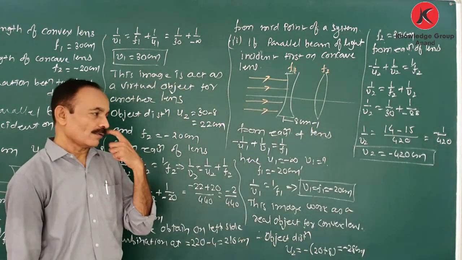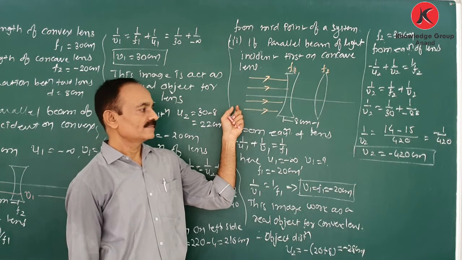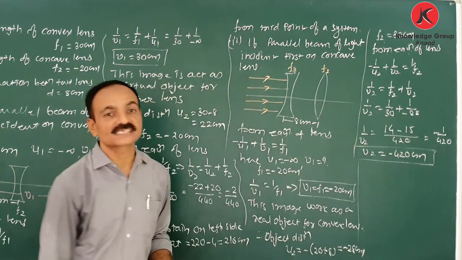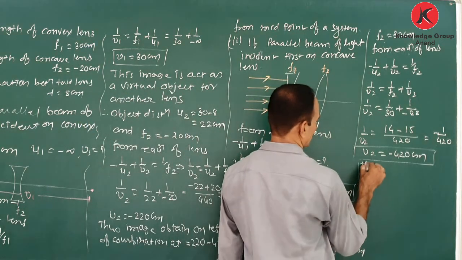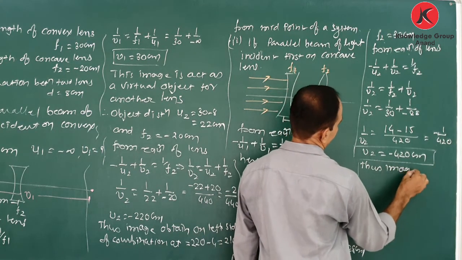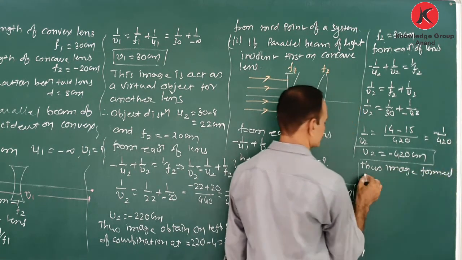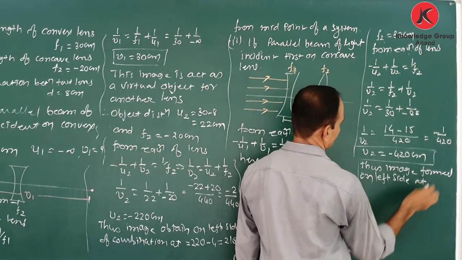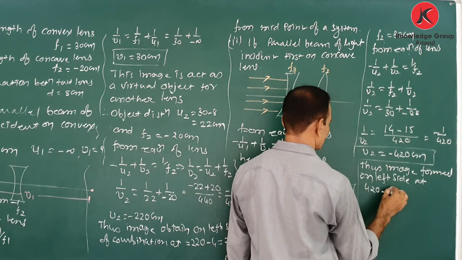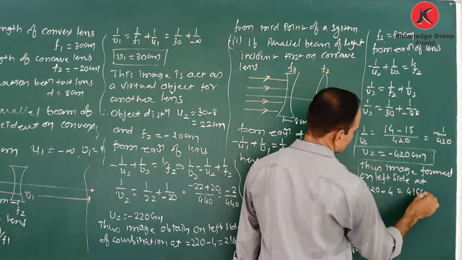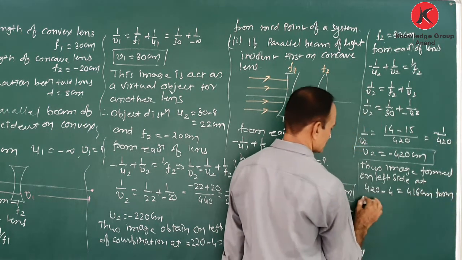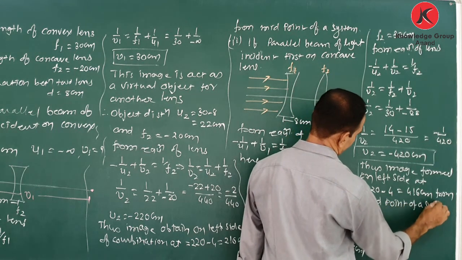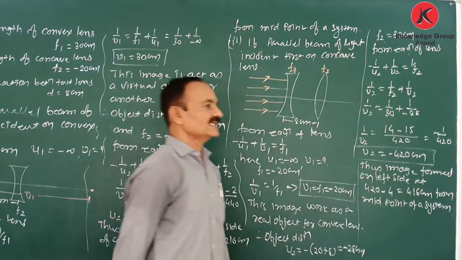Here the image is formed on the left side of this system, right? And therefore, 420 minus 4, that means 416 centimeter from the midpoint of the system. Thus, the image is formed on the left side at 420 minus 4 is equal to 416 centimeter from the midpoint of the system. Clear this? Okay.